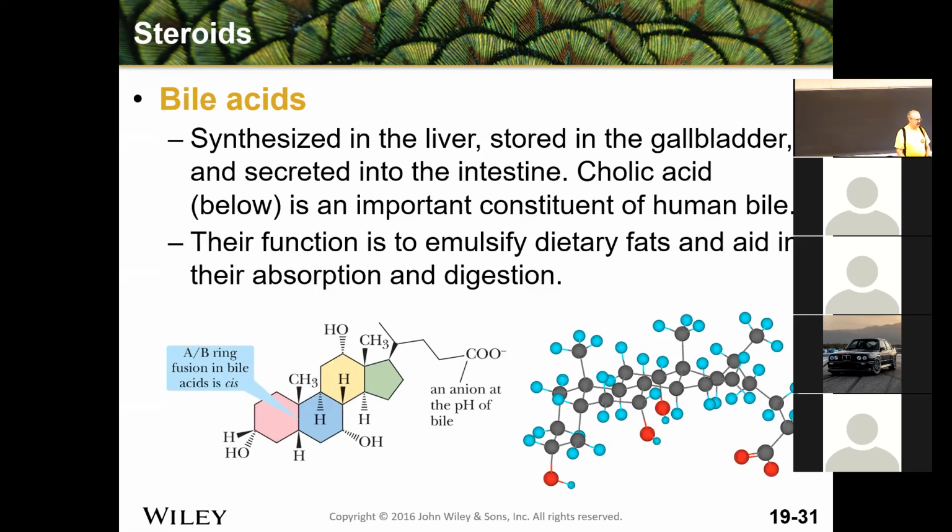Bile acids are synthesized in the liver, stored in the gallbladder, and secreted into the intestine. Cholic acid, which is shown below, is an important constituent of human bile. Okay, and the function is to emulsify dietary fats and to aid in their absorption and digestion.